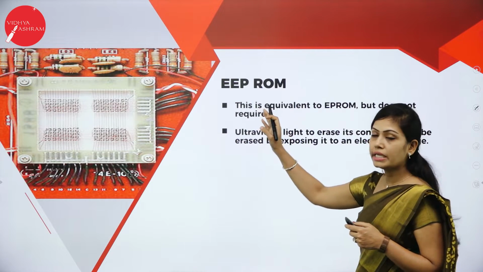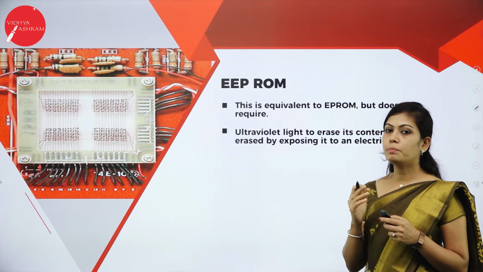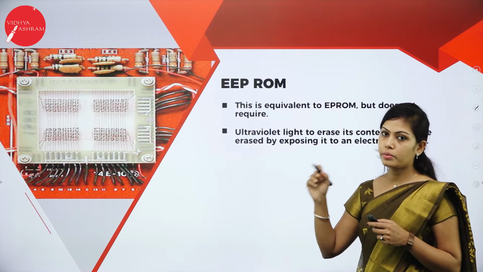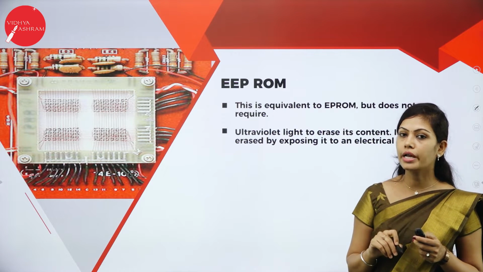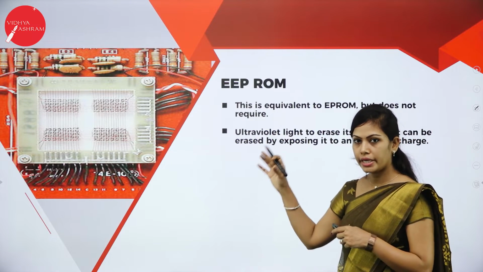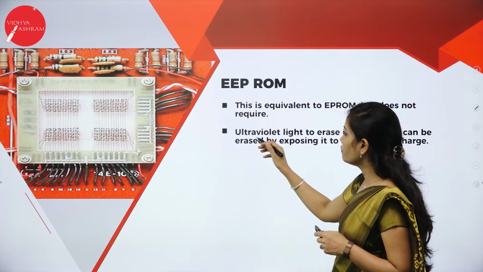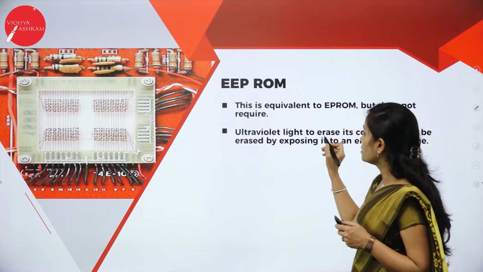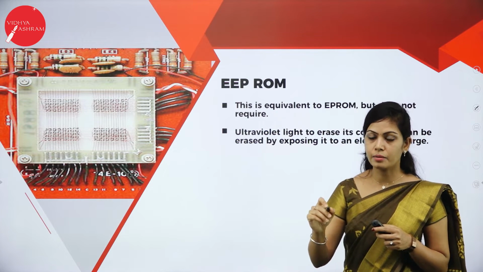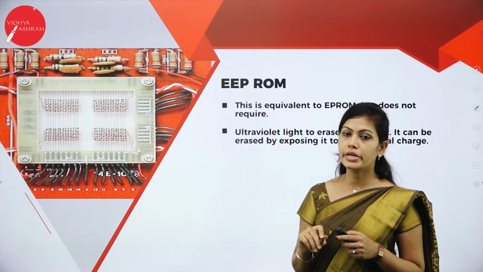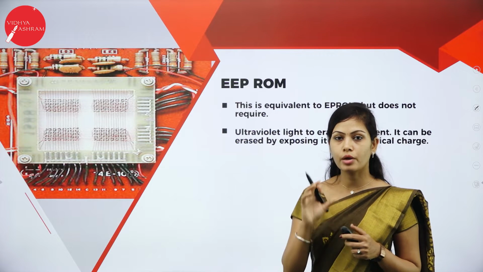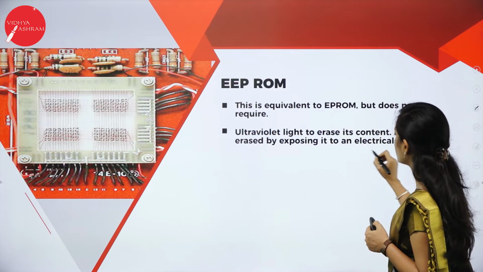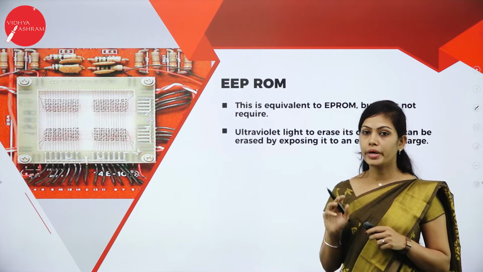PROM means programmable read-only memory and EPROM means erasable programmable read-only memory. So next we have EEPROM, electrically erasable programmable read-only memory. This is almost equivalent to EPROM. For erasing the data in EPROM, ultraviolet light is required. In electrically erasable programmable read-only memory, the data can be erased by exposing it to an electrical charge. Very important concept.